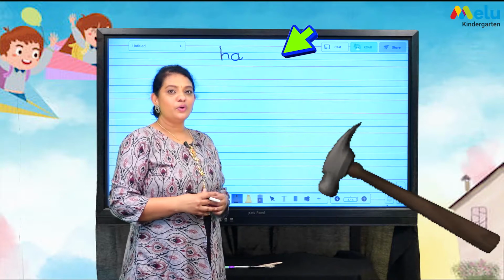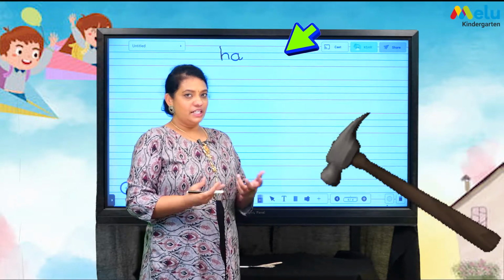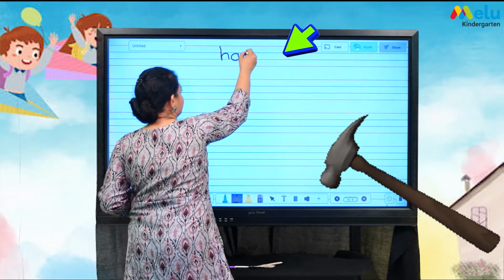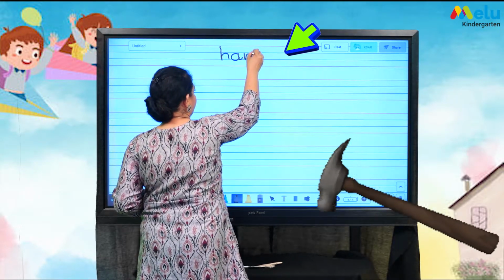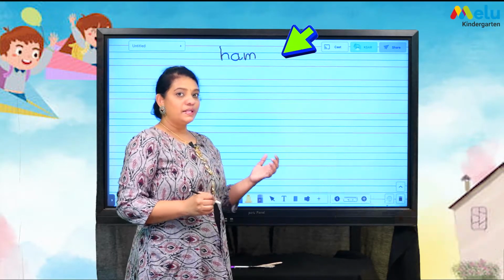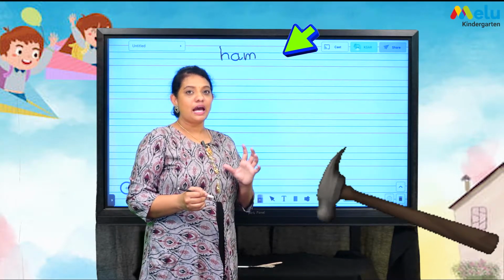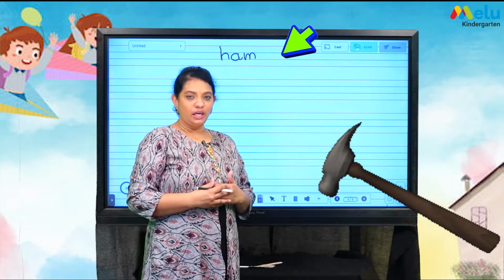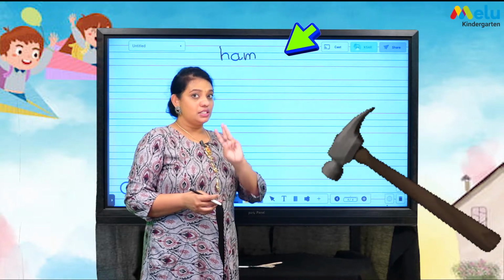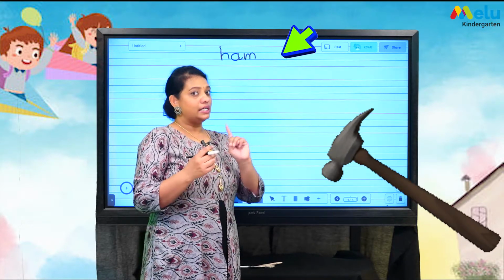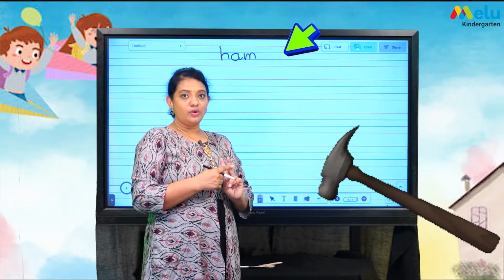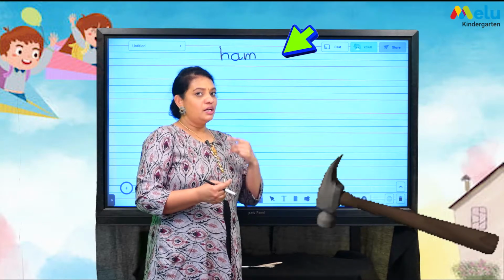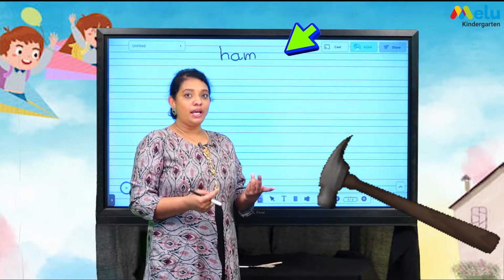And the third sound is m. Which letter sounds m? It is M. So we completed the first syllable, that is ham. And the second syllable is mer. Okay, so there also we have 3 sounds, children. The first sound is m, the second sound is a, and the third sound is r. Now tell me, m will be pronounced by M.